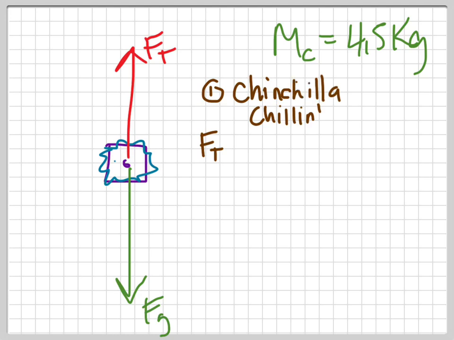Is that better? Okay, so what's the force of tension on the cable if the chinchilla is chilling? Where do we start? We always start with the sum of forces. Is there any lateral motion? Does the chinchilla have any side-to-side swing? Nope. Chinchilla's chilling. Totally stationary. So we know sum of forces on the x equals 0. We don't have to do anything with that, but it's nice to just mention it.